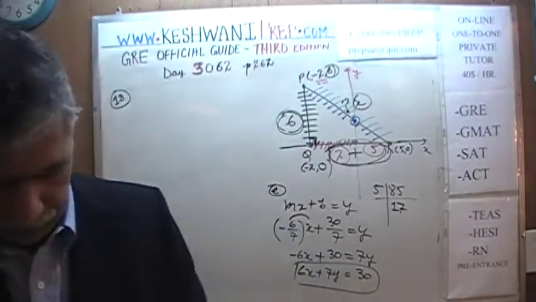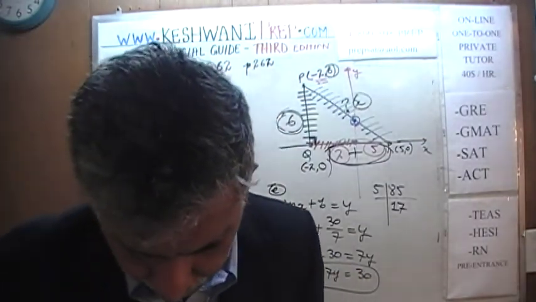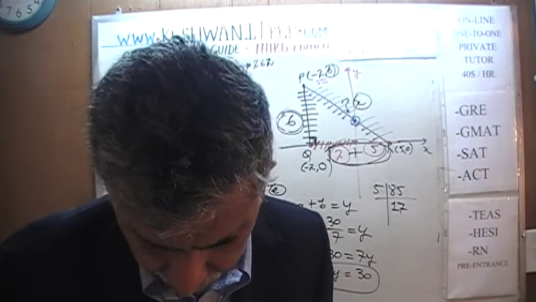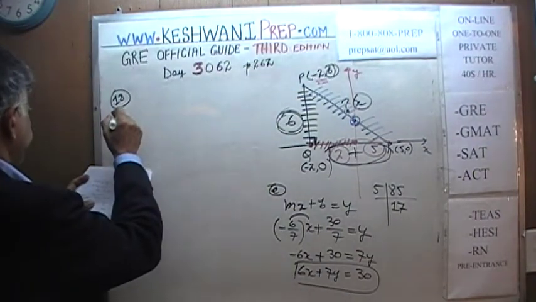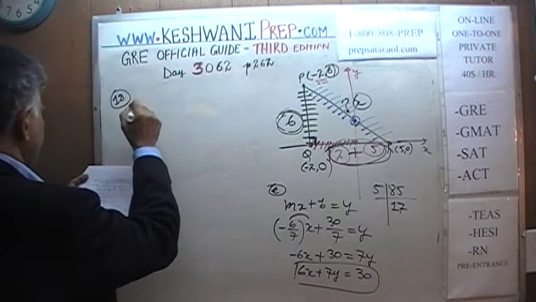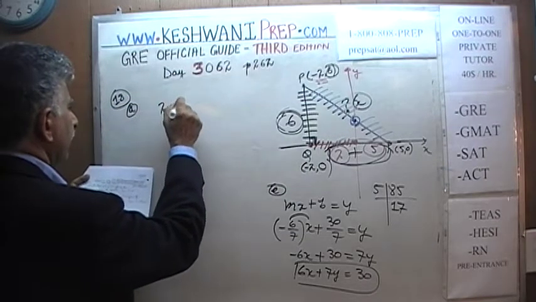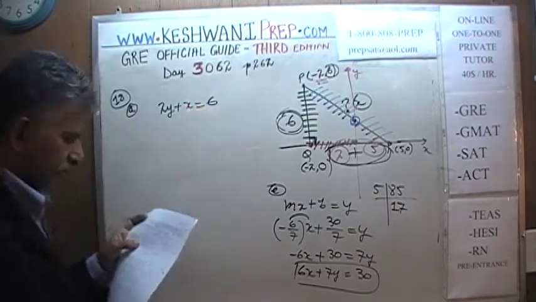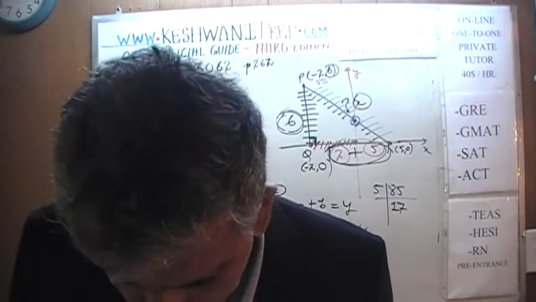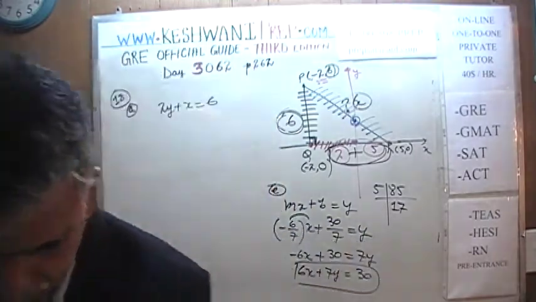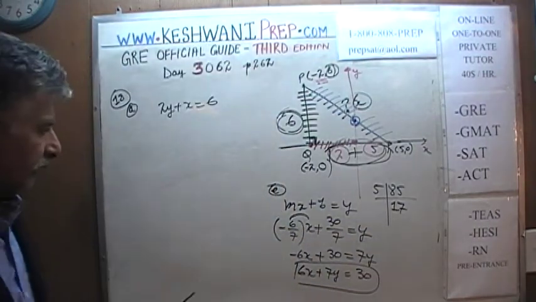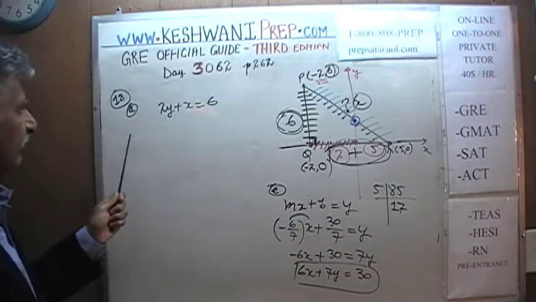In 18 it says, in the xy plane, find the following, the slope and the y-intercept of the line. So here's the line. 2y plus x equals 6, we are told, and we are asked to find the slope and the y-intercept. Let's see what we can do. Let's put it in the slope-intercept form, mx plus b.